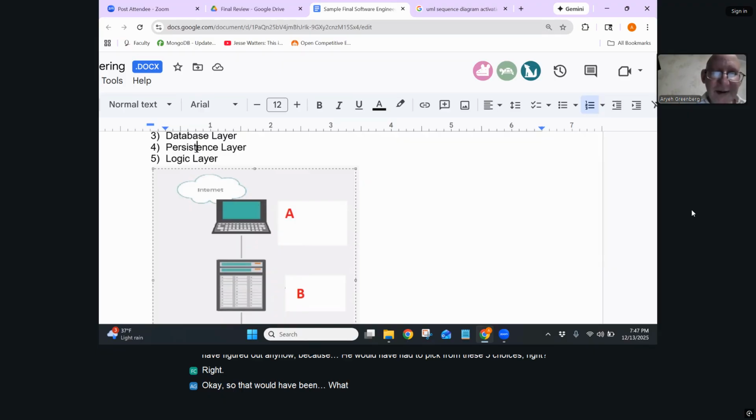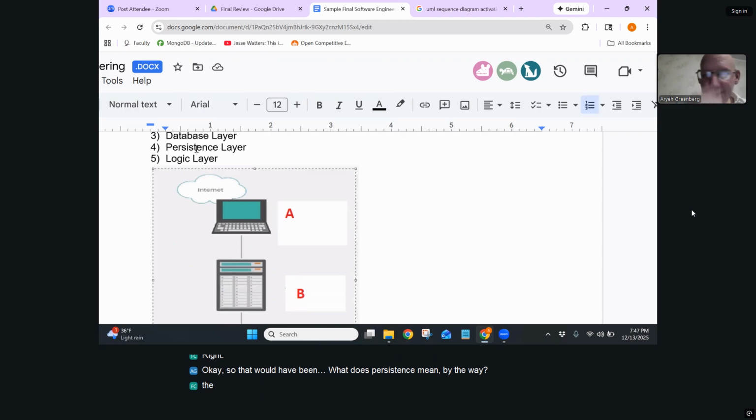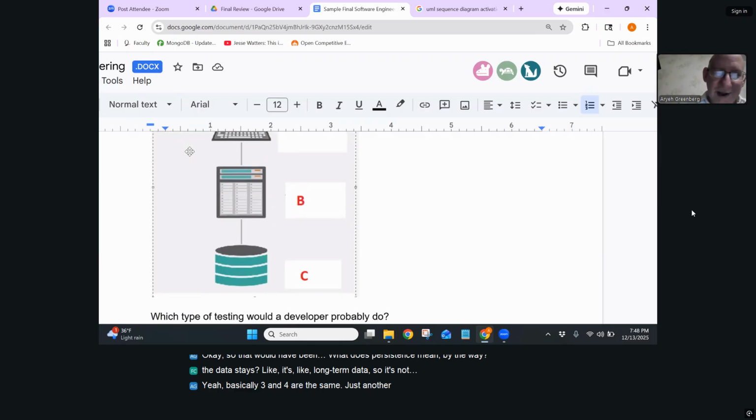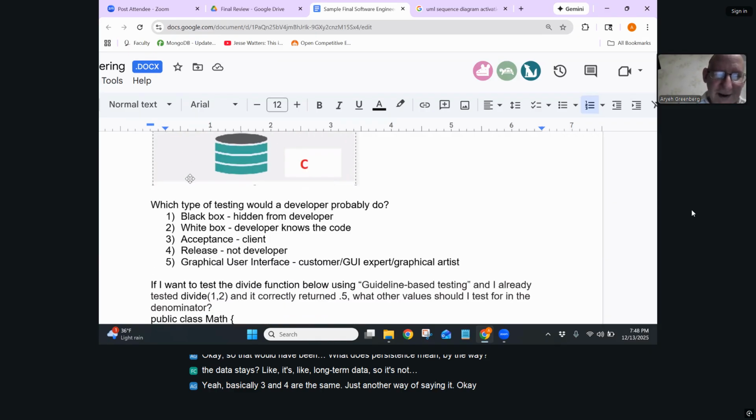What does persistence mean, by the way? The data stays, it's like long-term data. Yeah, basically three and four are the same, just another way of saying it. Okay.